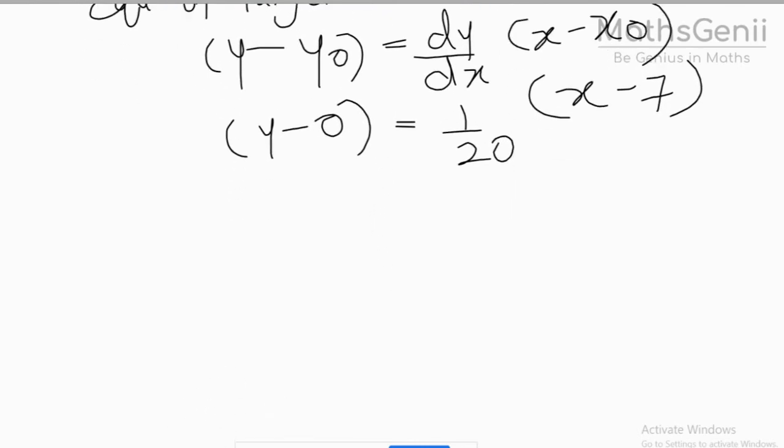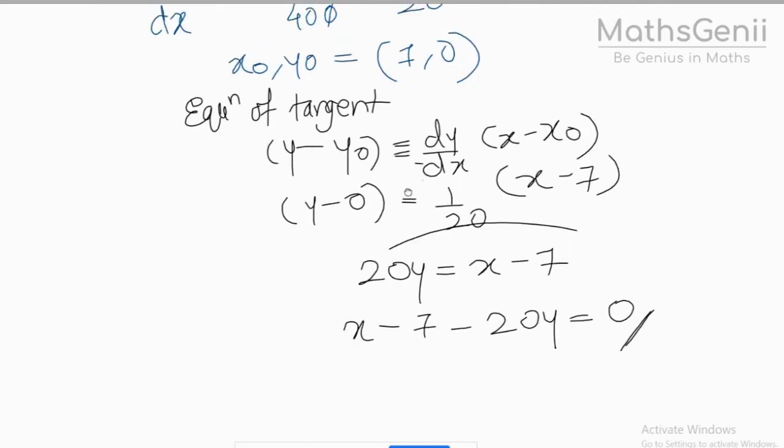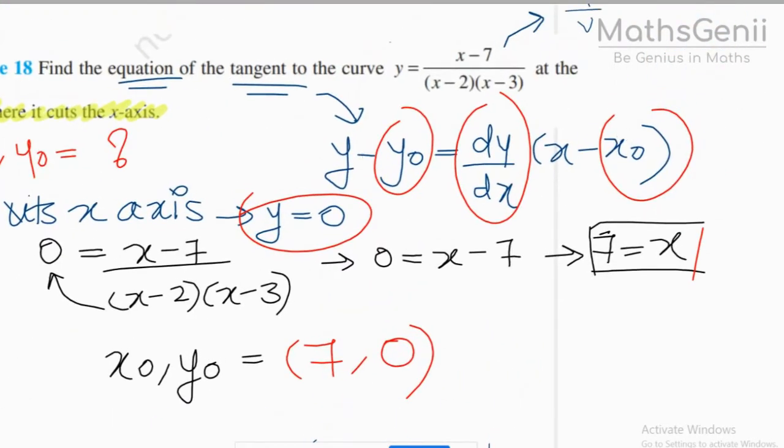So you will have y minus 0, which is nothing but y. So 20y is equal to x minus 7. So the entire equation will be this. I will bring it to this side. So x minus 20y minus 7 is equal to 0. So this is your equation of tangent. So first we found out the value of x naught, y naught, and then dy by dx. Just go with the formula. Okay.